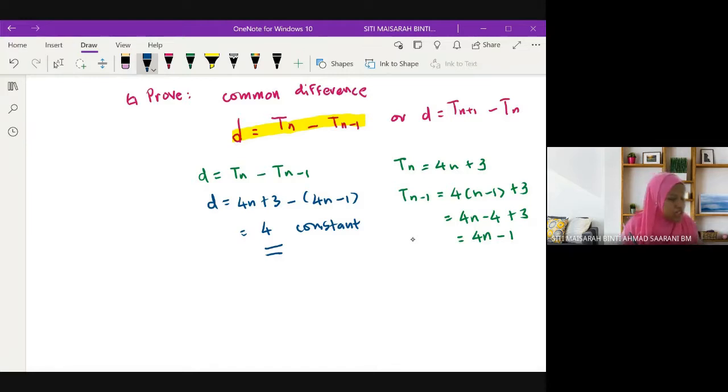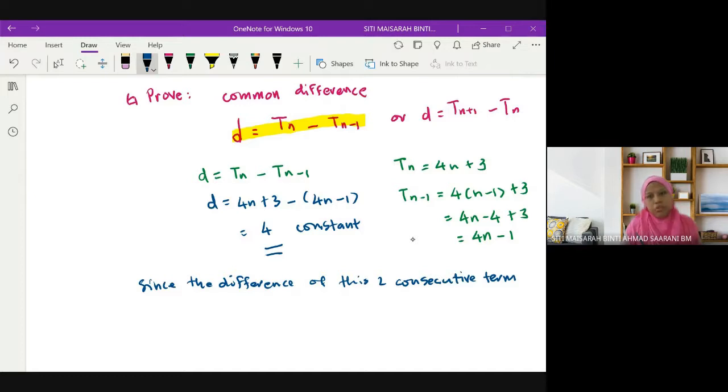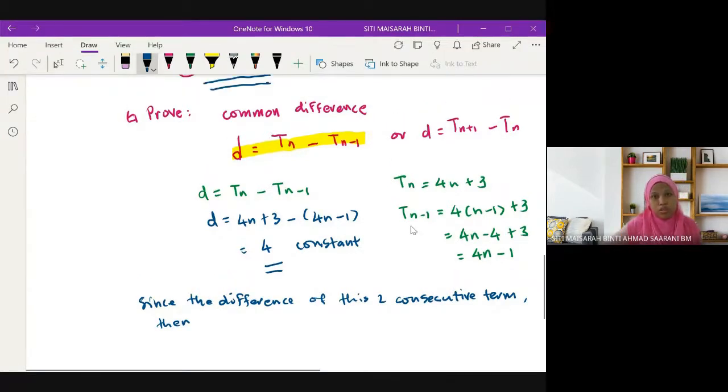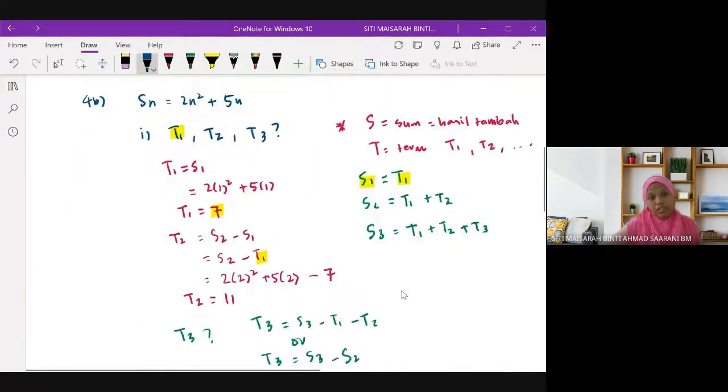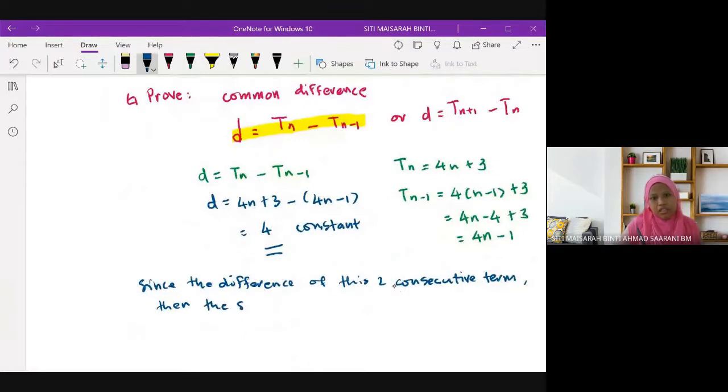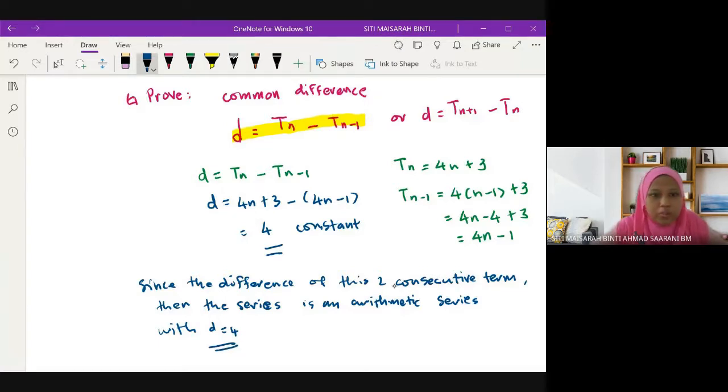So jadi since kita dah dapat constant kat sini, since the difference of these two consecutive term. Consecutive term means dua term yang berturutan lah, then the series, then awak boleh follow dia punya conclusion dekat ayat dia. Then the series is an arithmetic series with common difference D equals to 4. Okay, itulah dia punya conclusion.